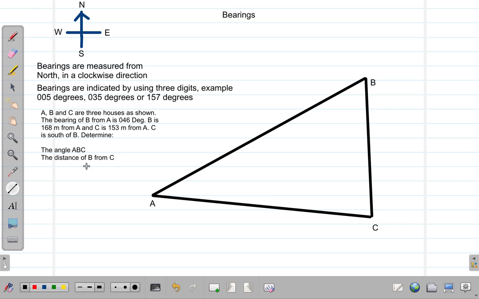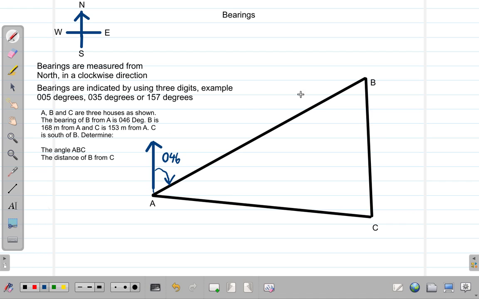We have A, B, and C, three towns. The bearing of B from A is 046 degrees. So it says from A, so A is where we draw our north line. So we have our north line here. The angle would be this angle. So this is our 046 degrees.